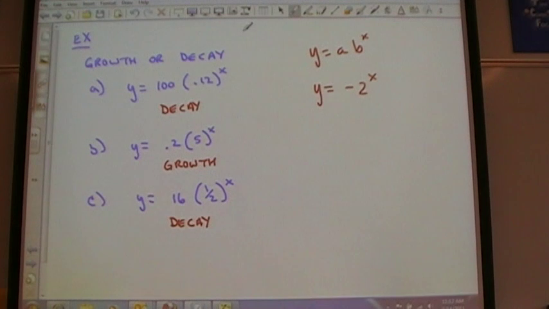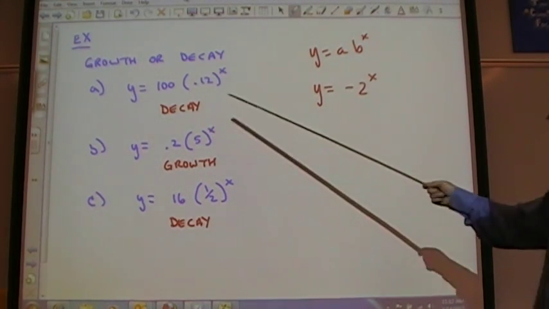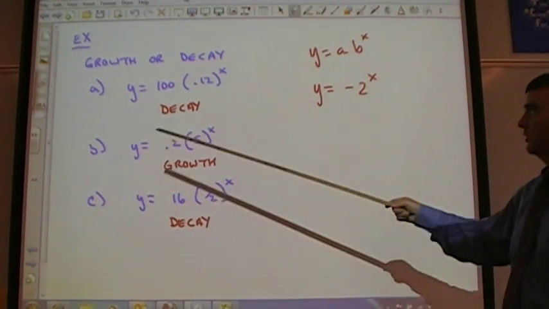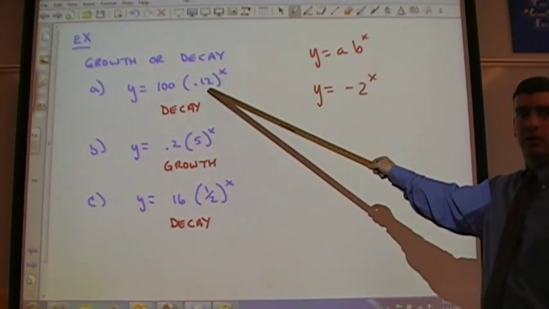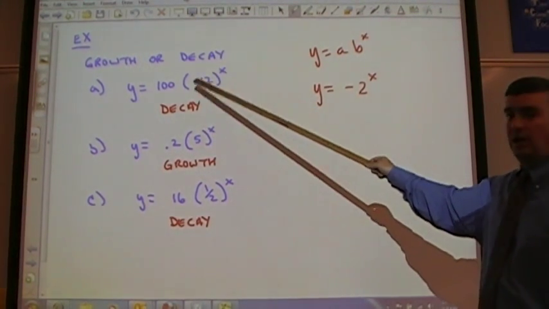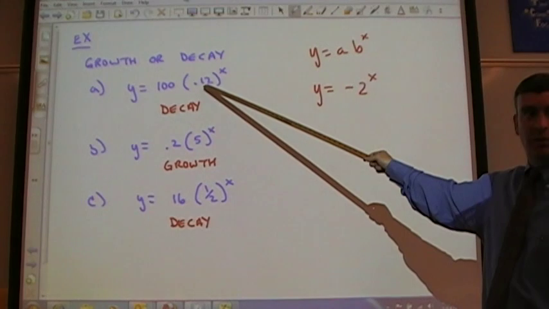Alright, this one's pretty simple. We've already talked about this. All you have to do is determine whether the equations in blue are growth or decay. And all you do is look at the growth factor. What's the growth factor here? 0.12. So it has to be a decay because it's in between 0 and 1.